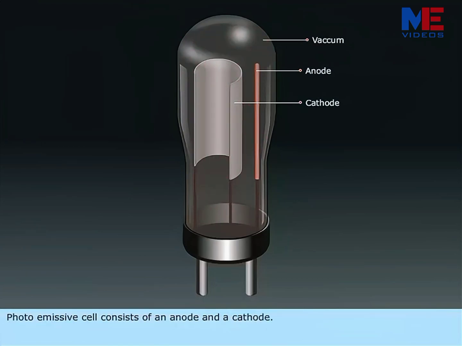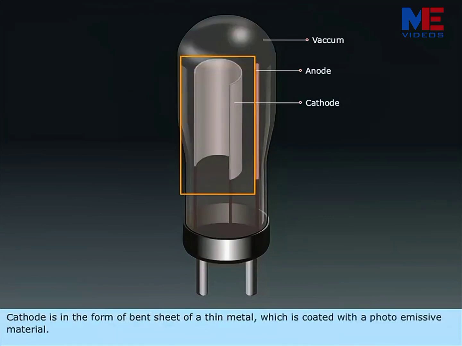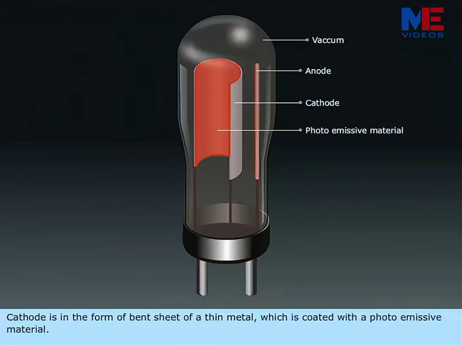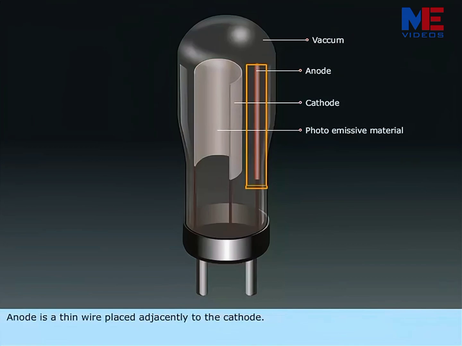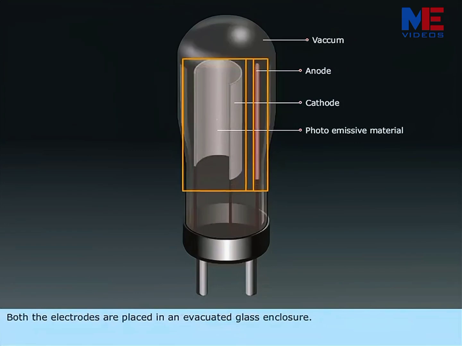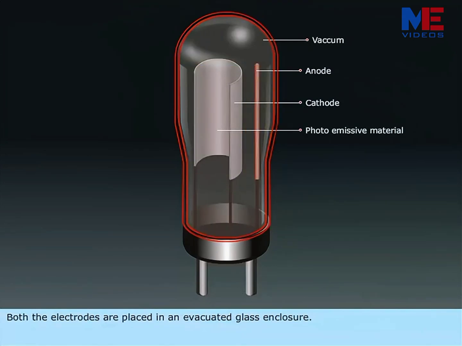Photoemissive cell consists of an anode and a cathode. Cathode is in the form of bent sheet of a thin metal which is coated with a photoemissive material. Commonly used photoemissive material is the mixture of cesium and antimony. Anode is a thin wire placed adjacently to the cathode. Both the electrodes are placed in an evacuated glass enclosure.